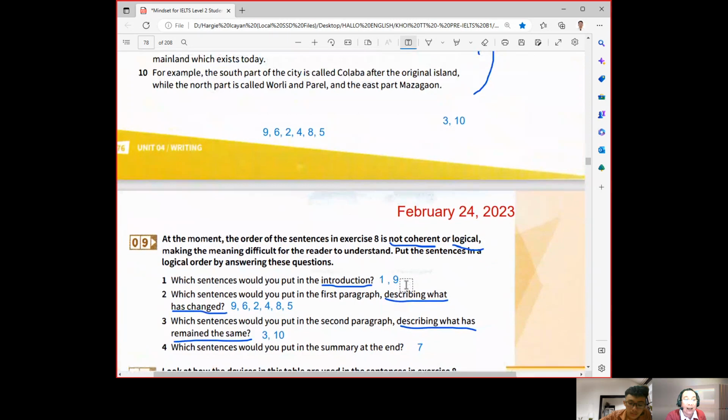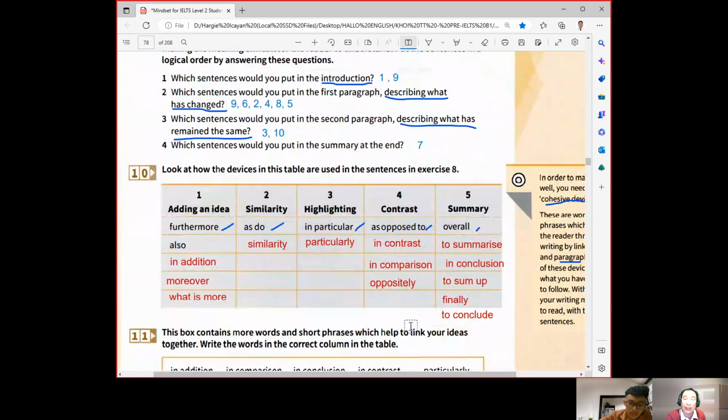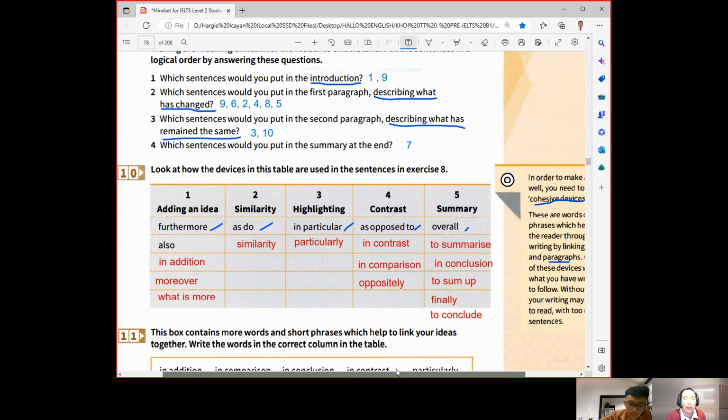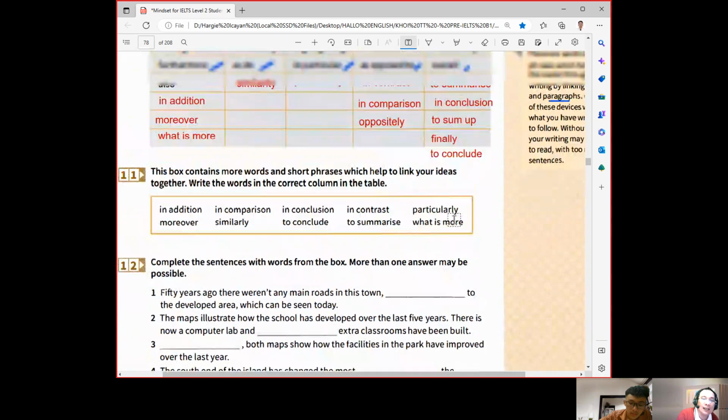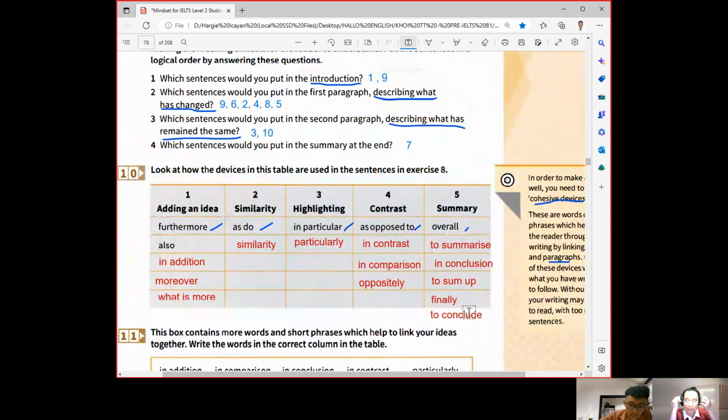Actually, we are in the writing part. So it may help you a lot if you are going to do this on the IELTS test. Question for this? No question. Okay.